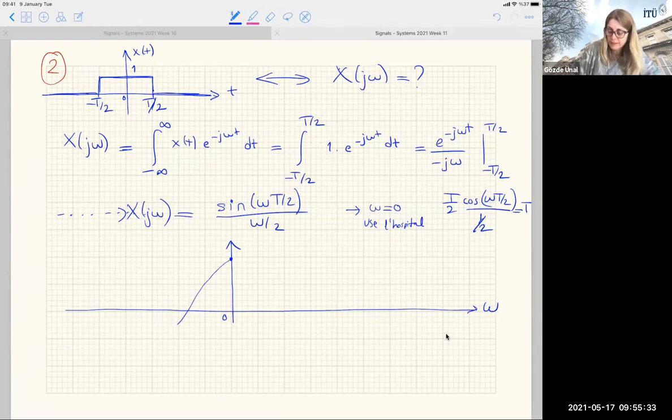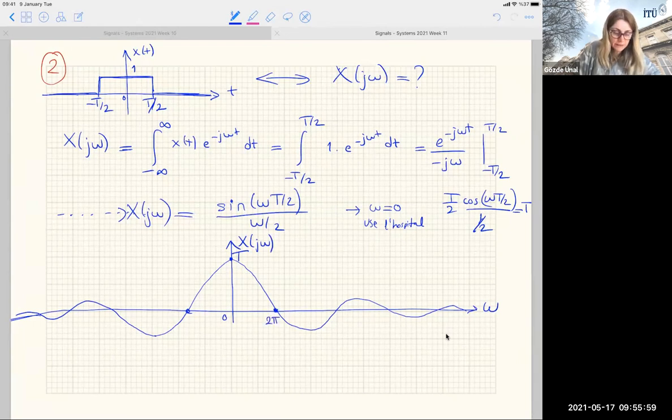Again, there are nice plots in the book. These are fading away, but it's still an infinite extent. I mean, they are fading, but still, these are the main lobes. So this is t, this is x of j omega. And where is it 0? You can just find it from the sine, guys. It's multiples of 2 pi over t. Okay?